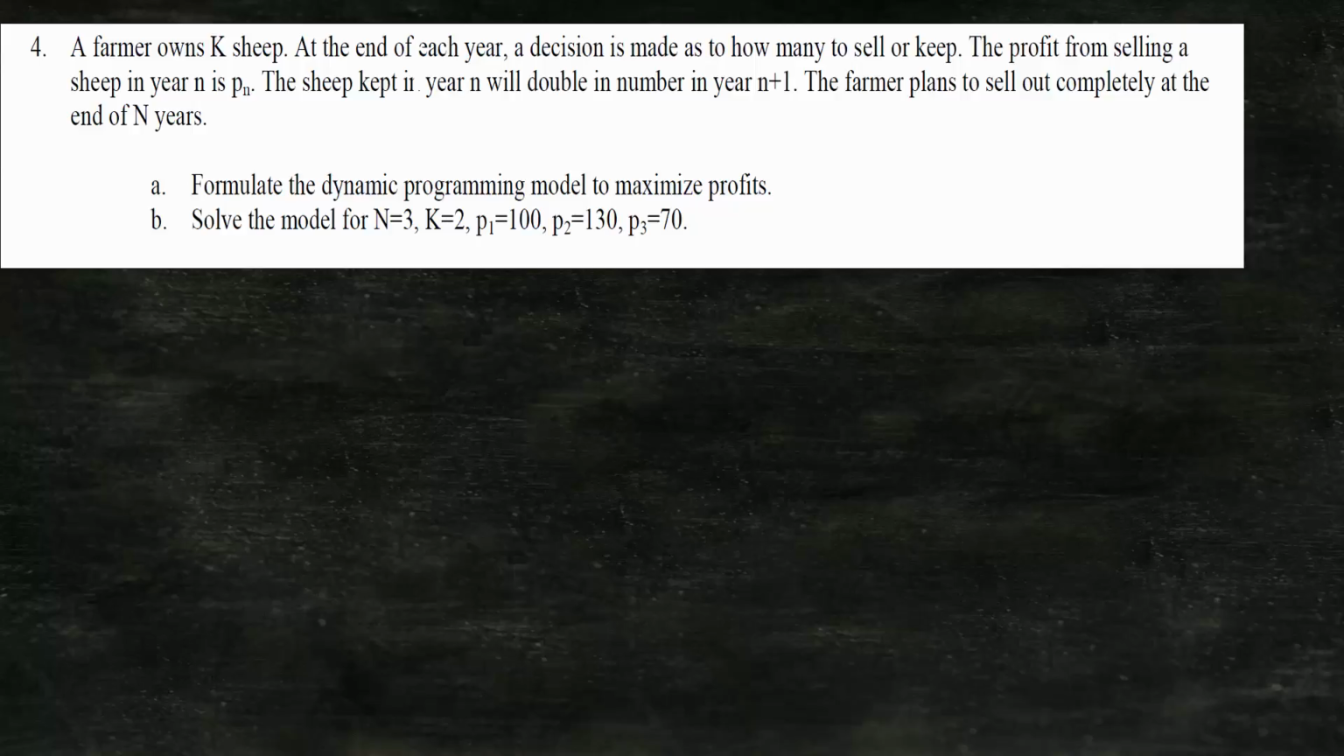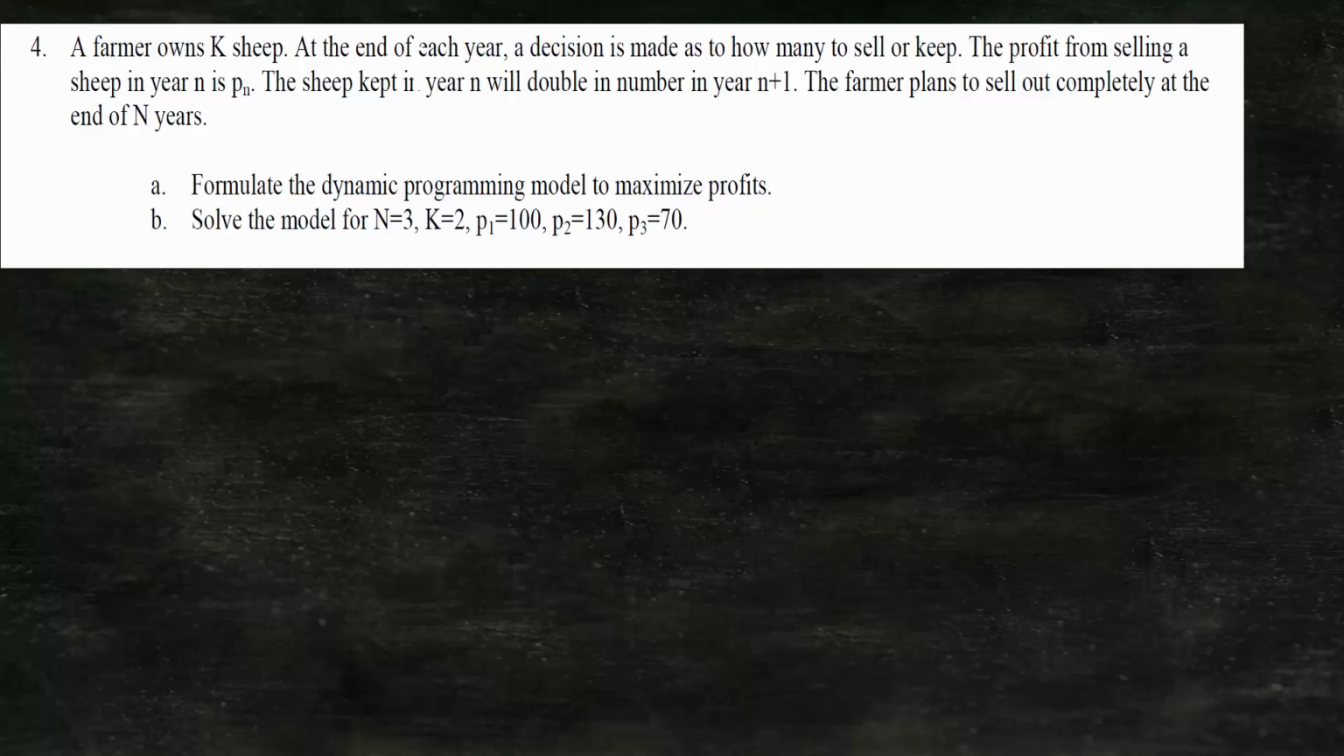So what we have here is a farmer owns K sheep. At the end of each year, a decision is made as to how many to sell or keep. The profit from selling a sheep in year N is Pn. The sheep kept in year N will double in number in year N plus 1. The farmer plans to sell out completely at the end of N years. Formulate the DP to maximize profit.